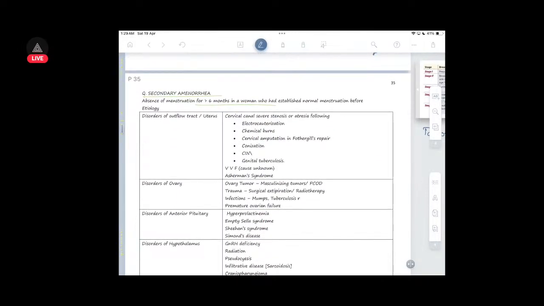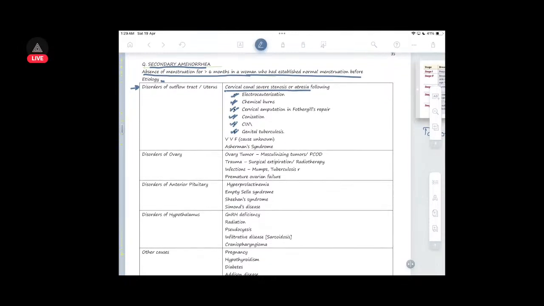Then we have secondary amenorrhea, which is absence of menstruation for more than 6 months in a woman who had established normal menstruation before. Etiologically, you have disorders of the outflow tract or uterus. So in the cervical canal, severe stenosis or atresia following electrocoagulation, chemical burns, cervical amputation, conization, carcinoma in situ, genital tuberculosis, and it may also be VVF. In some the cause is unknown, and Asherman syndrome also may be there.